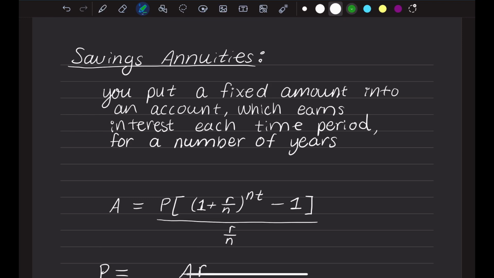Okay, so we're going to talk about savings annuities, and there's actually a formula for this. So the situation for a savings annuity is that we're going to put some fixed amount into an account which earns some amount of interest each time period. And we're going to do this for a certain number of years.